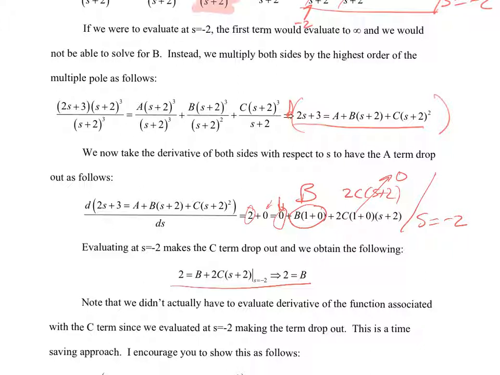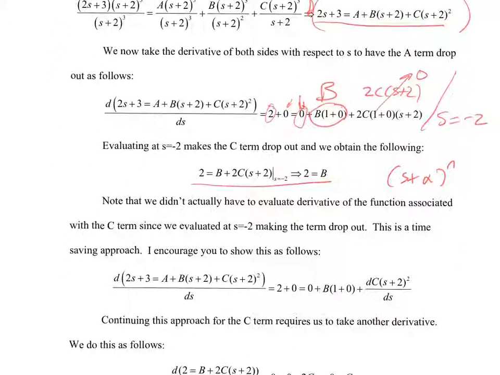Okay? So if you have repeating roots at the same exact location, meaning you have something with s plus some alpha to a power greater than 1, which we'll call n, you just do partial fraction expansion like you normally would, write out all the coefficients, multiply both sides by whatever the maximum power is under that, and then take the derivatives necessary to do that. Okay? So to get C, we just take another derivative of the equation.